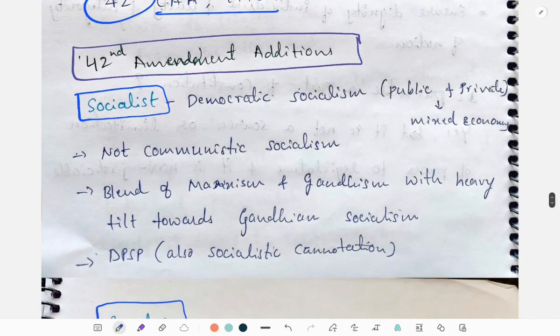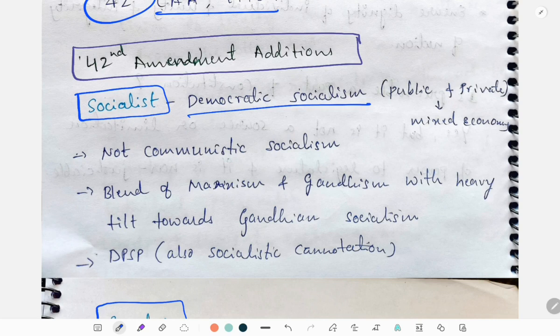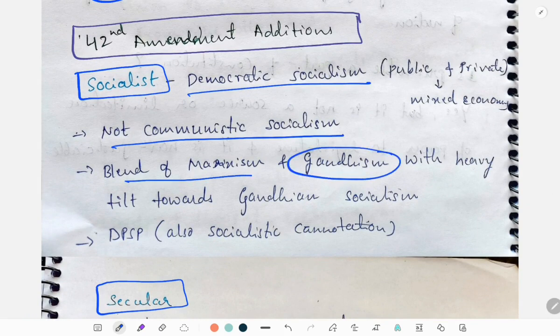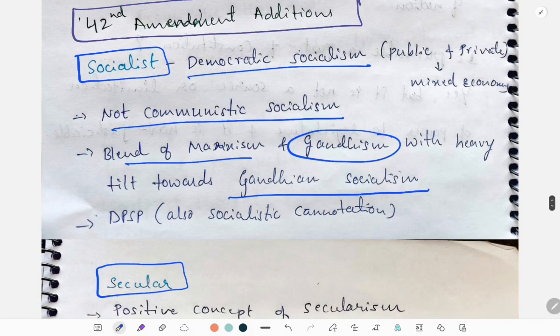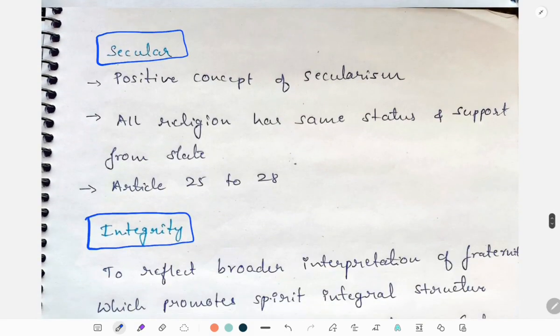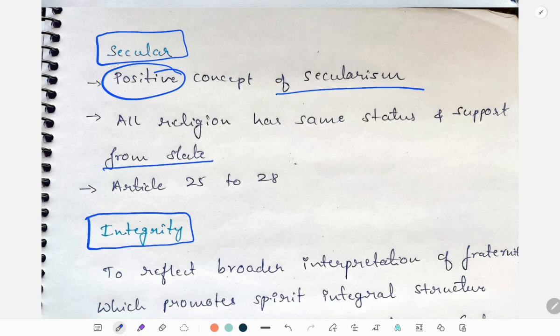Socialist means democratic socialism, with public and private sectors, that is, a mixed economy. It is not communist socialism; it is a blend of Marxism and Gandhism with a heavy tilt towards Gandhian socialism. The DPSP also has a socialistic connotation. Next, secular. Secular is a positive concept of secularism. In this, all religions have equal status and support from the state. It is stated in Articles 25 to 28.